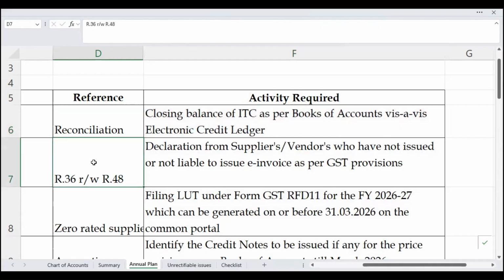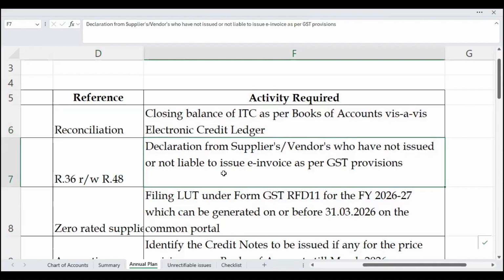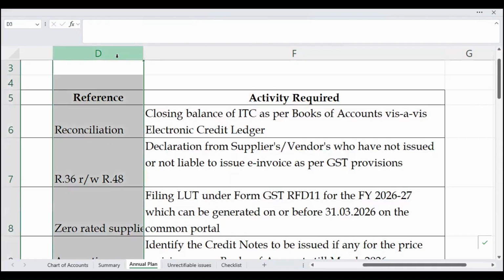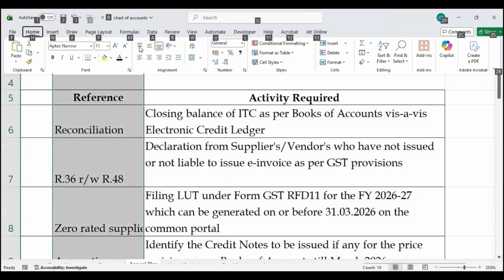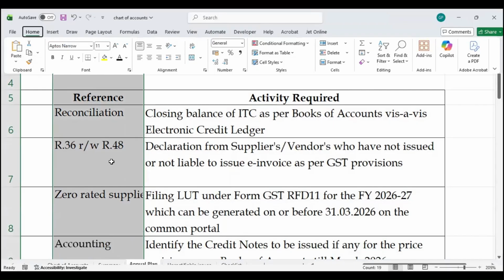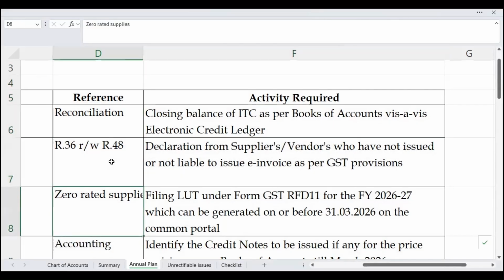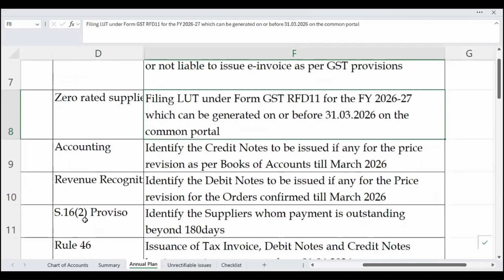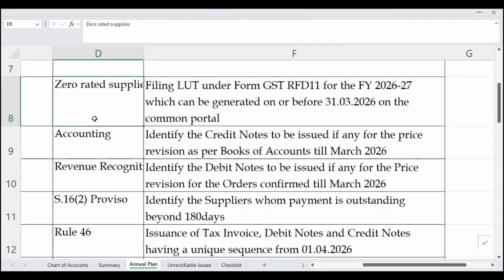Then Rule 36 with Rule 48, declaration from supplier who have not issued or are not liable to issue e-invoice. When I download 2B, where IRN is not available, you check with your vendor why they have not provided IRN. Get a letter so that it will help you to explain. Then LUT. For exports and supplies to SEZ, please obtain a letter of undertaking on the GST portal. This is a free-of-cost activity which is easy to generate.